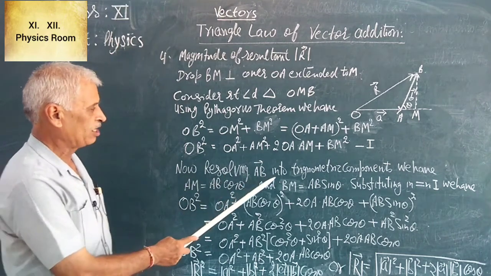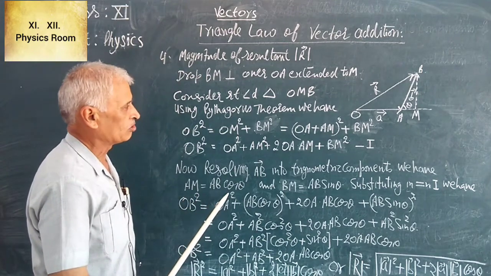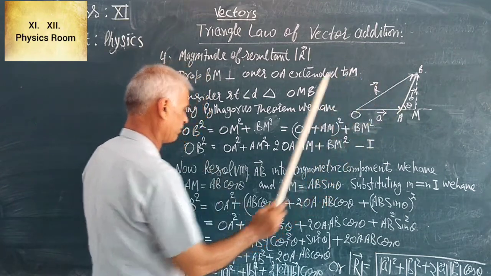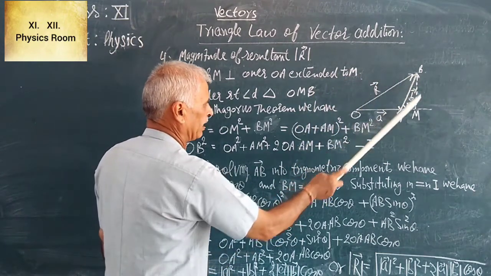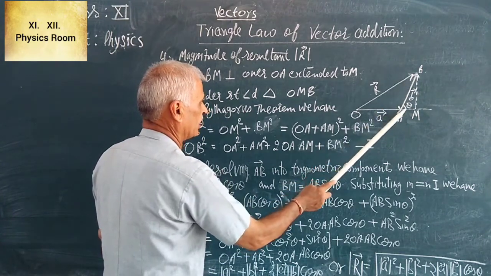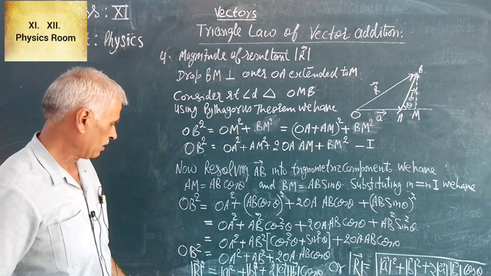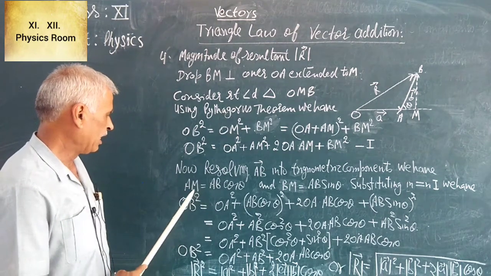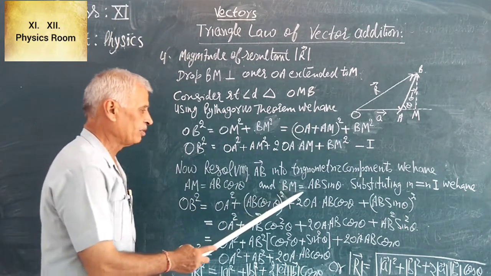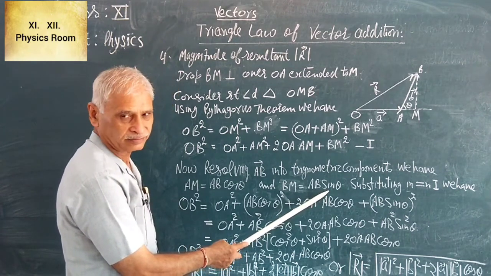Now resolving AB into trigonometric components, we have AM equal to AB cos theta, and BM is equal to AB sin theta. The two components of vector AB are AM equal to AB cos theta, which is the parallel component, and BM equal to AB sin theta, which is the perpendicular component of vector AB.